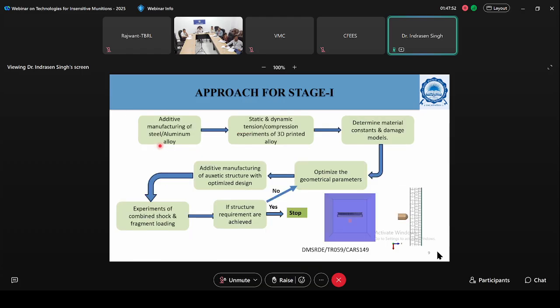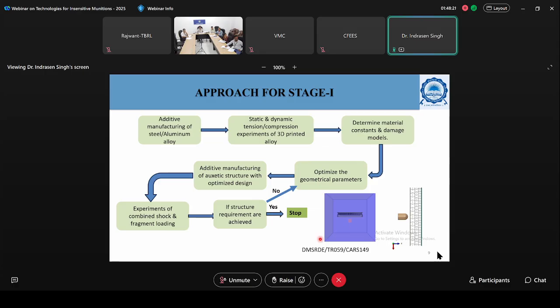So here I have shown our approach for stage 1. First we'll manufacture, print some materials. Then we'll go for static and dynamic simulation and experiments. We'll generate material properties, which we'll use for our optimization simulations. Once the design is optimized, we'll go for printing the structure, and then we'll perform experiments of combined shock and fragment loading. If our design is satisfactory, then we'll finalize the design. Otherwise, we'll revise our design.